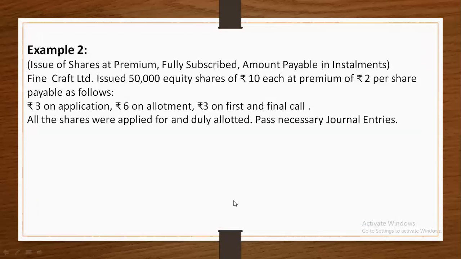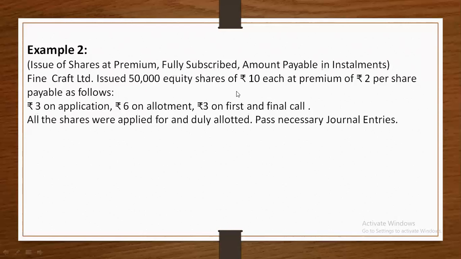Now another question. Here in this question again shares are issued at a premium. Shares are fully subscribed, but the money is payable in installments. Fine Craft Limited is issuing 50,000 equity shares of rupees 10 each. Premium is 2. Application 3, allotment 6, first and final call 3. So students, see, here the total is 12. Face value of the share 10, premium 2, that means market value is 12.